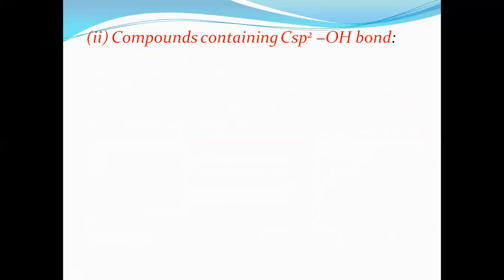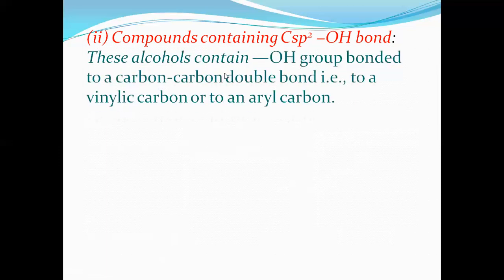The second is sp2 hybridized. So far we have been discussing sp3 hybridized. Now sp2 hybridized. In sp2 hybridized, the carbon atom must contain at least one double bond. Here the OH group is attached to the sp2 hybrid carbon atom. How to identify the sp2 carbon atom? That carbon atom must contain one carbon-carbon double bond. Then that carbon is called sp2.